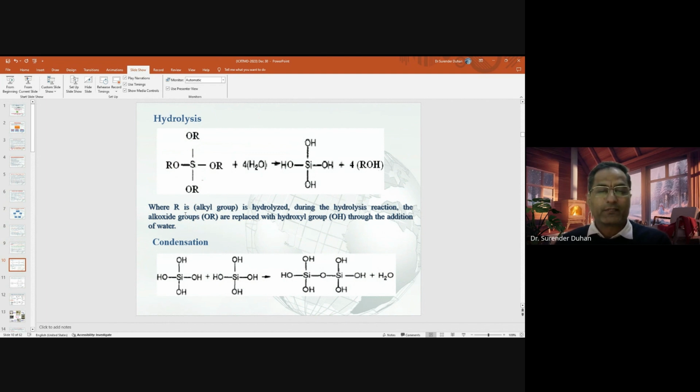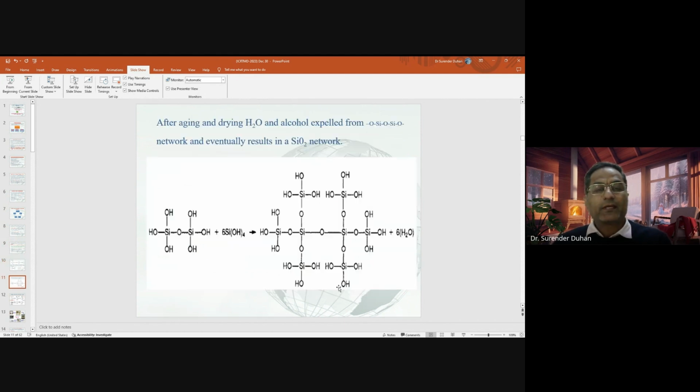Second step, condensation. After condensation, the Si-O network is formed. Next, third step, after aging and drying, water and alcohol are expelled, and the Si-O network eventually results in a SiO2 network.